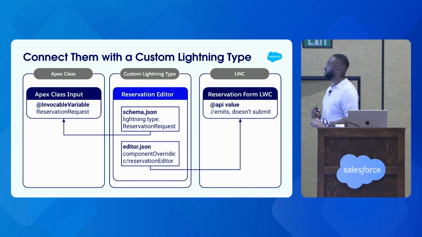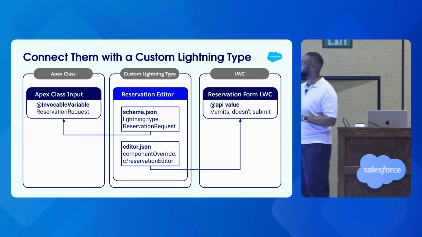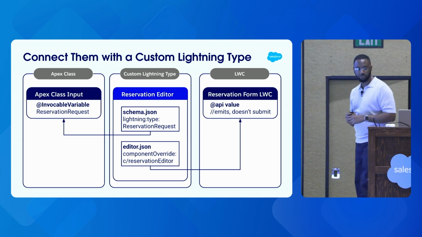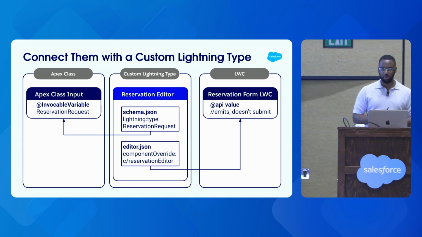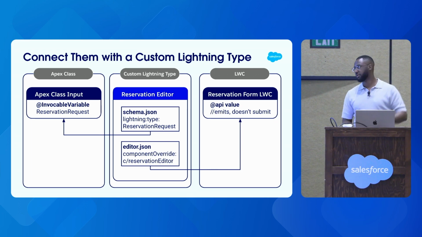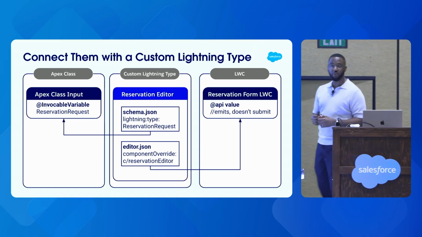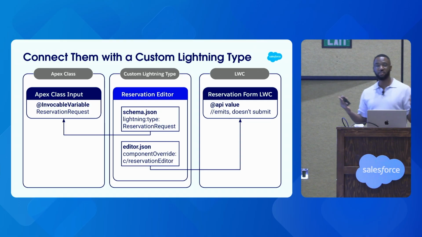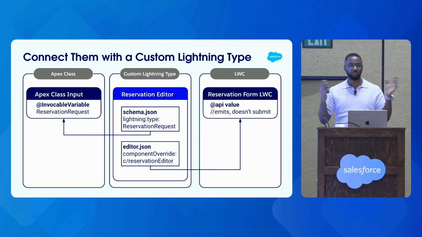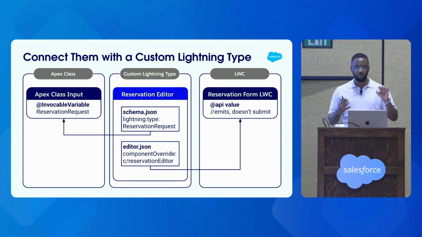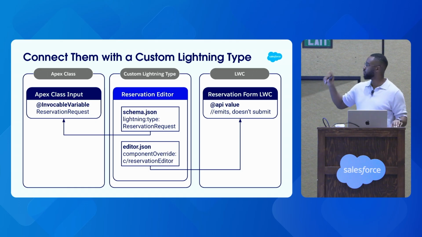So the next step is just going to be to create the custom Lightning type. To do this, you're going to build a Lightning type bundle, okay? Now, Lightning type bundles have two pieces. The first one is the schema. And the schema just tells Salesforce what the data shape is. And this is going to point to your Apex class, all right? The one that defines your data shape.